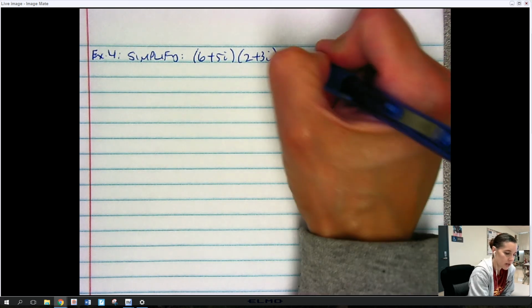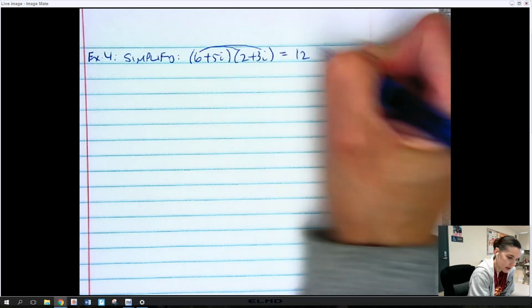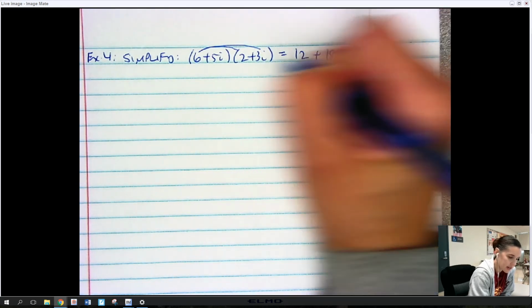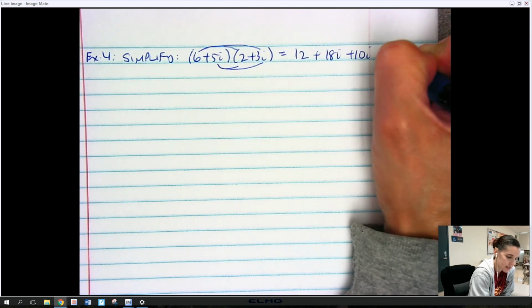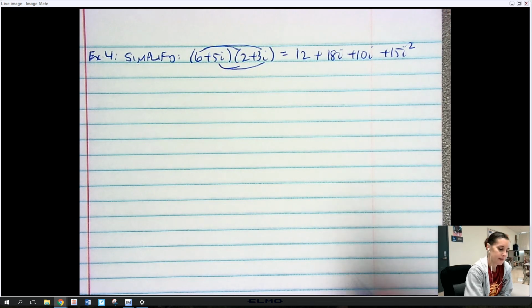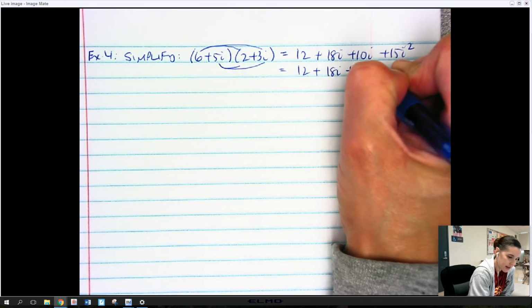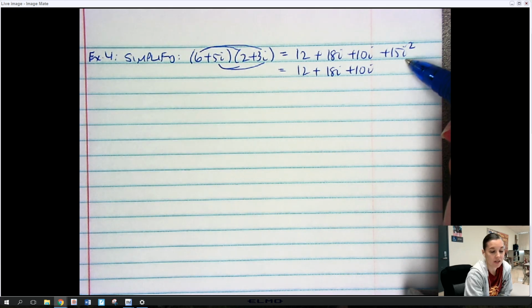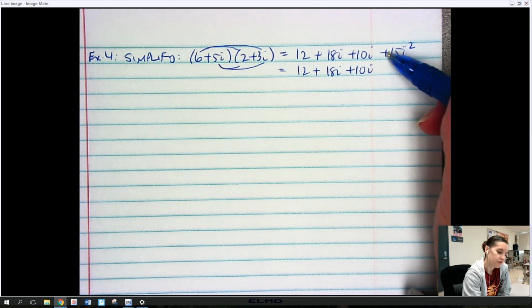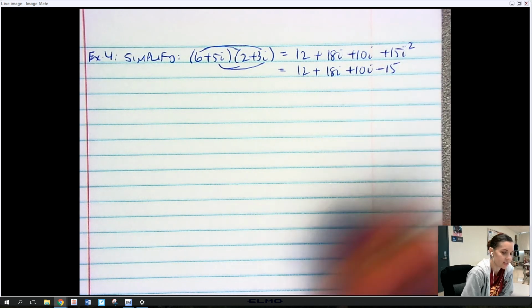so this means I need to distribute. So when I distribute, distributing there gives me 12. Distributing there gives me an 18i. Distributing there gives me a 10i. And distributing one last time is a 15i squared. Okay, so we've got our 12, we've got our 18i, we've got our 10i. Now again, for the 15i squared, think of it as two things. Either you think of your i squared as a negative 1, so 15 times negative 1, negative 15. Or again, you can think of your i squared as the opposite. So if it's the opposite, this becomes a negative 15.